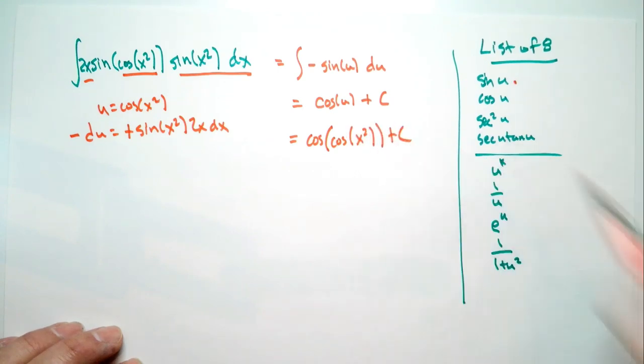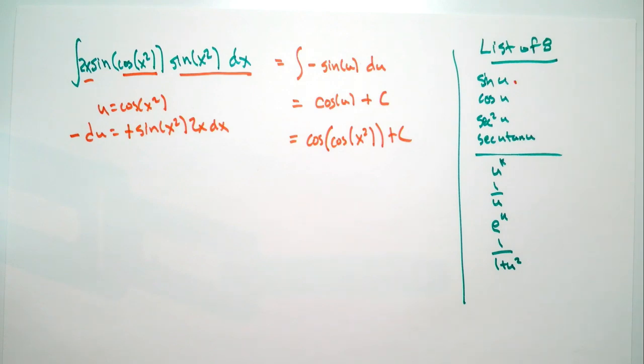You see, indefinite integrals are separate from definite integrals. On definite integrals, we had that full speed ahead mentality. You just start and keep going and life is good. But with indefinite integrals, once I get to my answer, I've got to go back to where I started. In other words, I need to use the variables that I started with. So cosine of x squared plus c.